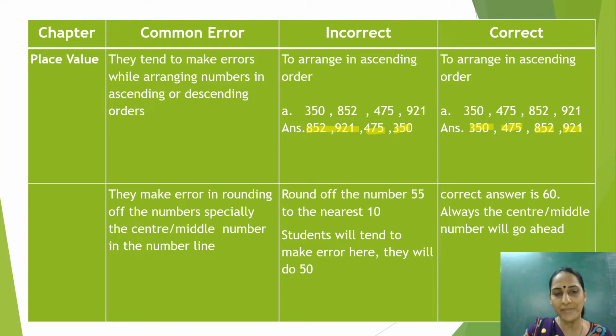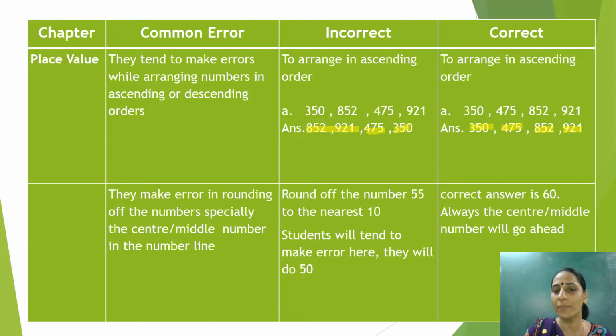Now in the same place value chapter, what is the second common error? Rounding off the number to the nearest 10, right? So what error are they making in that? They are making errors in rounding the center or middle number, right? What is the rule for rounding a number to the nearest 10? From the digit 1 to 4, they have to go towards the left side tens, and from 5 or above 5, they have to move to the right side tens, right?